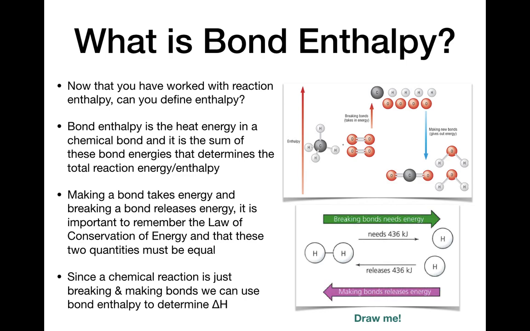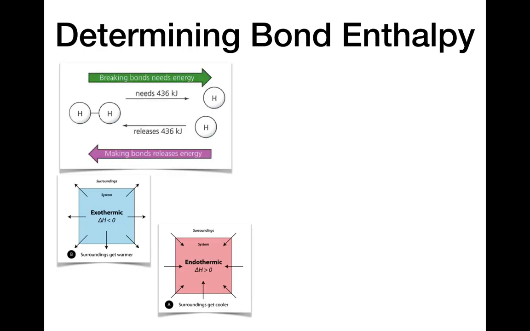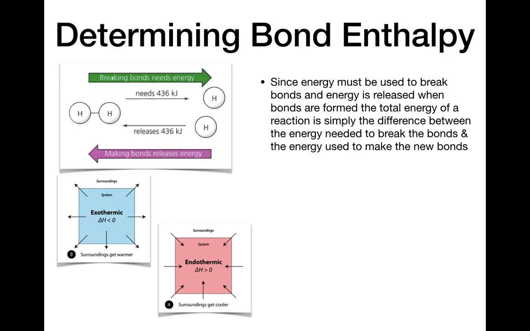So since a chemical reaction is just making and breaking bonds, you break it into its simplest idea, then we can use bond enthalpy to determine delta H. And delta H really is just all the bond enthalpies broken down and added together again. So we need energy to break bonds. Energy is released when bonds are being formed. The total energy is the difference between the energy needed to break a bond and the energy needed to make the new bonds. So it's the difference between the energy used and the energy produced.